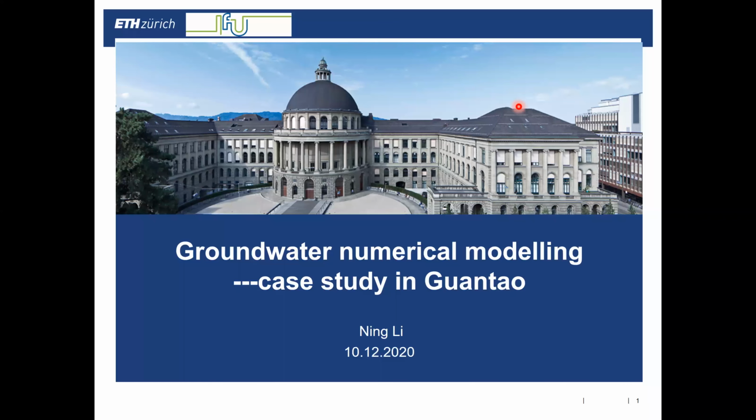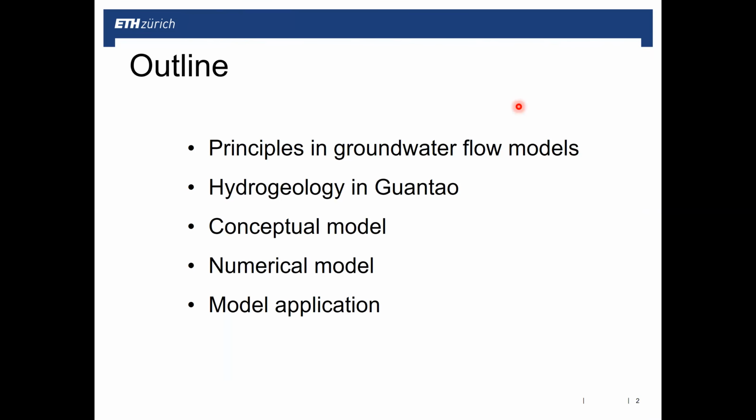Good afternoon, everyone. Today I will talk about the groundwater modeling in Guantao. My talk will include the following parts.